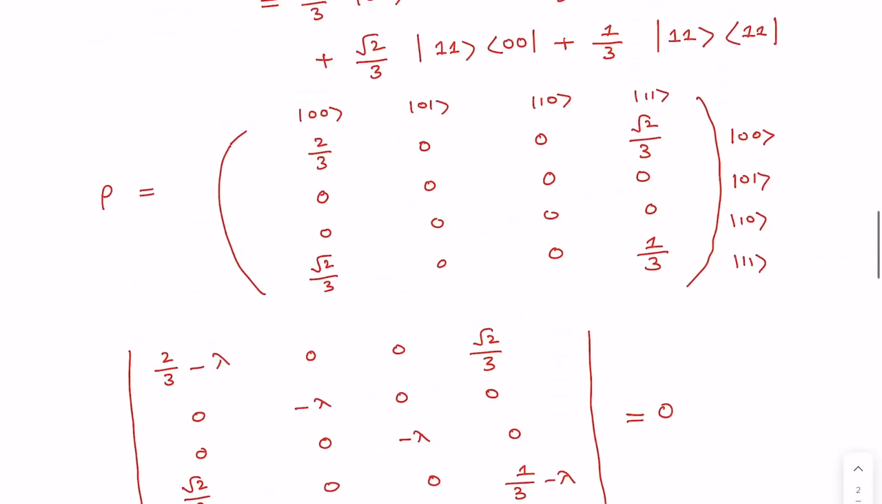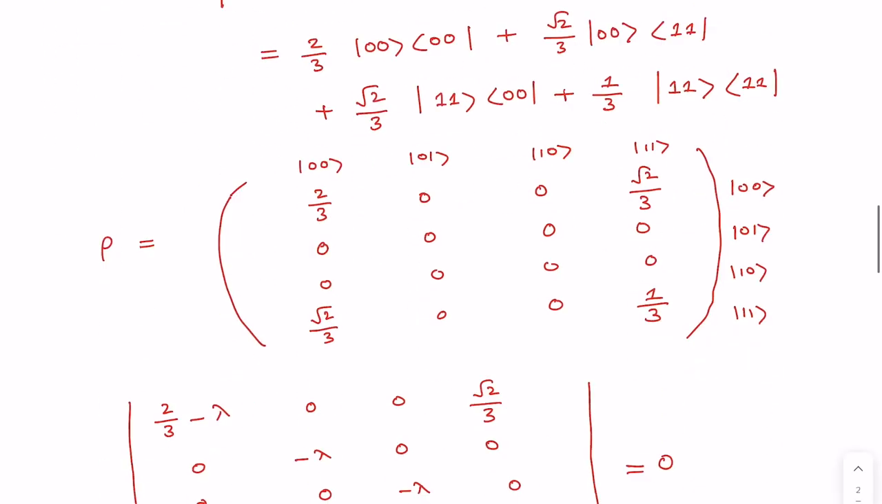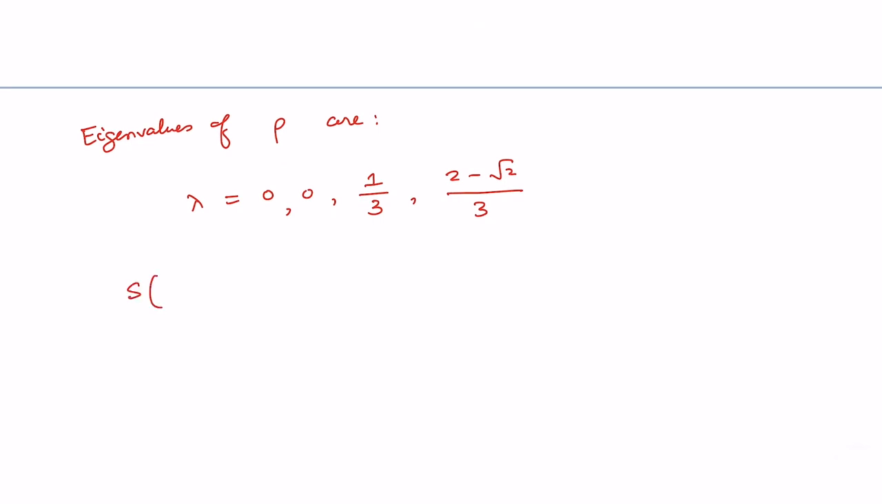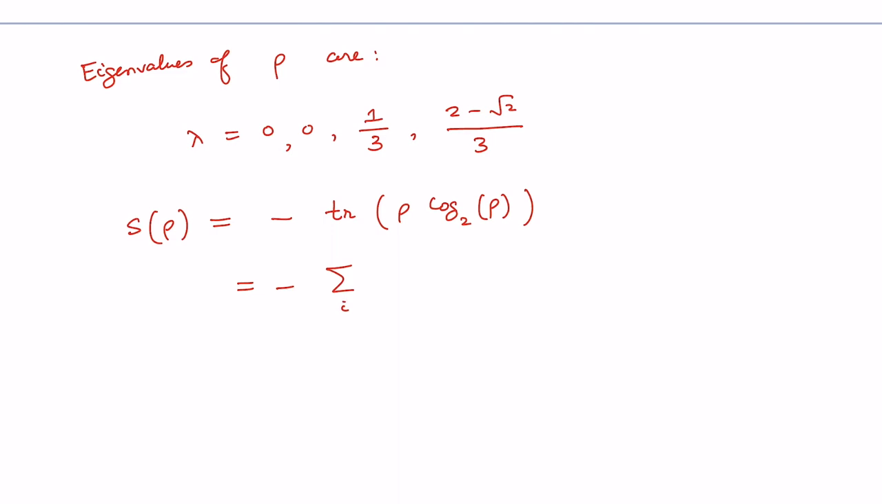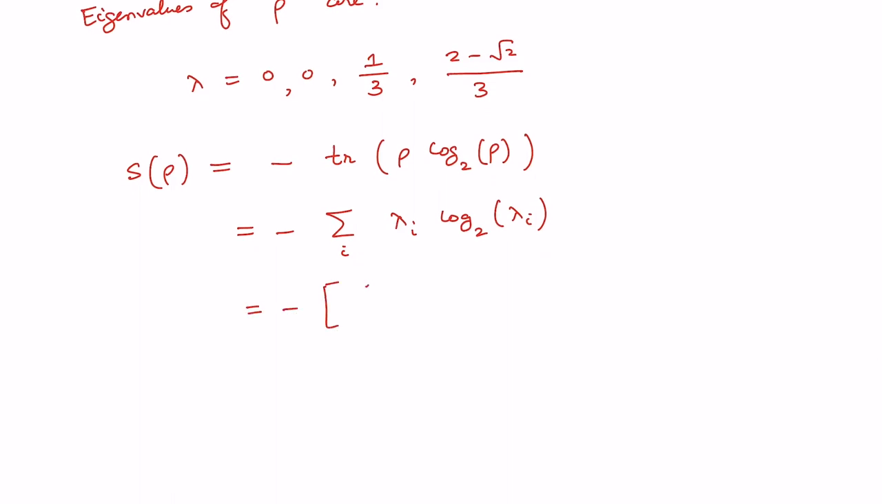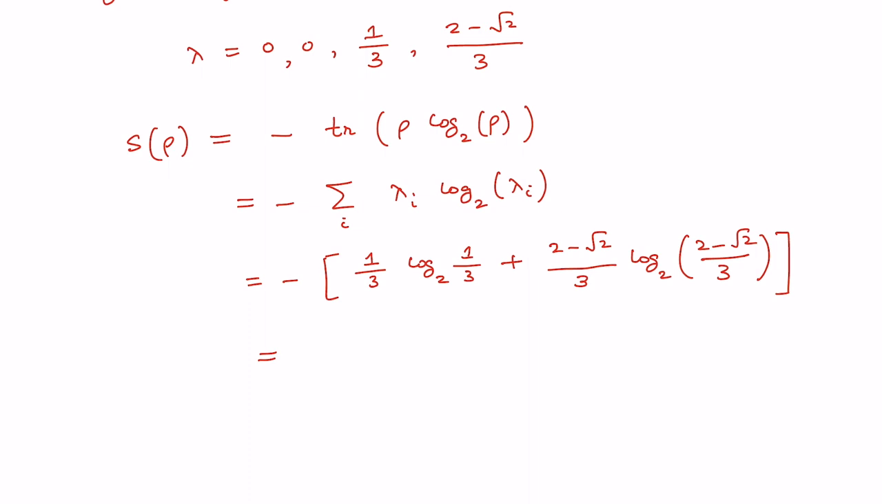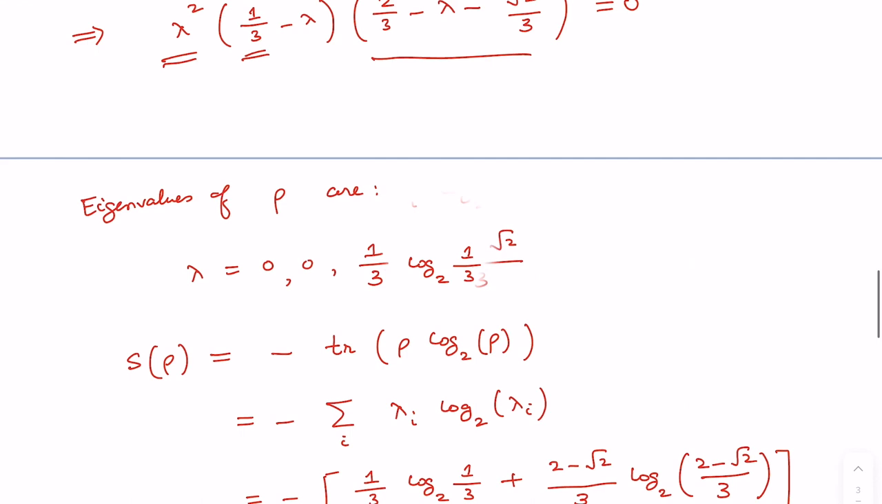Now, you are asked to find out the von Neumann entropy of the system. So let us work out the von Neumann entropy: S(ρ) is equal to minus trace of ρ log base 2 ρ, and this is equal to minus summation of λ_i log₂ λ_i, where λ_i is the ith eigenvalue. So you will get minus 1/3 log₂ 1/3 plus (2 minus root 2)/3 log base 2 of (2 minus root 2)/3. In fact, if you work it out using a calculator, you will get it to be 0.988.